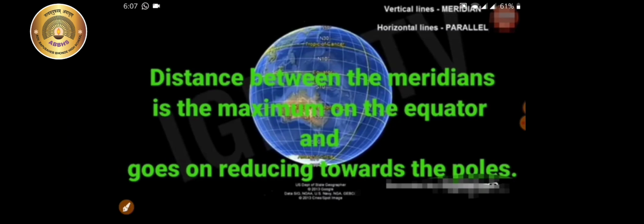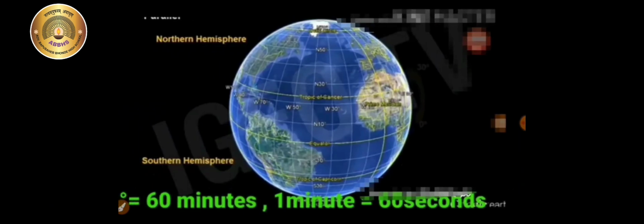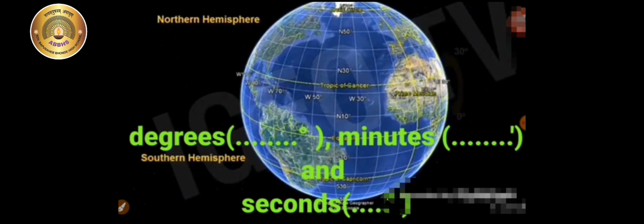Degrees are divided into minutes, and minutes into seconds. Conventionally, latitudes and longitudes are expressed in degrees, minutes and seconds. Each degree is divided into 60 minutes and a minute into 60 seconds. These values are expressed using the symbols for degree, minute and second.